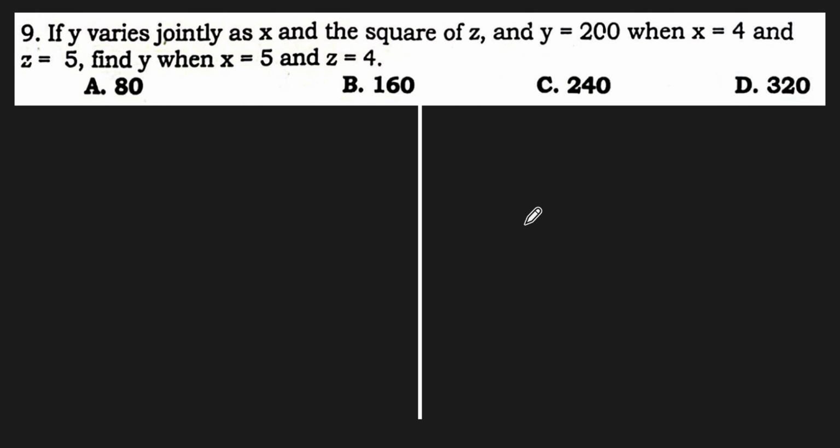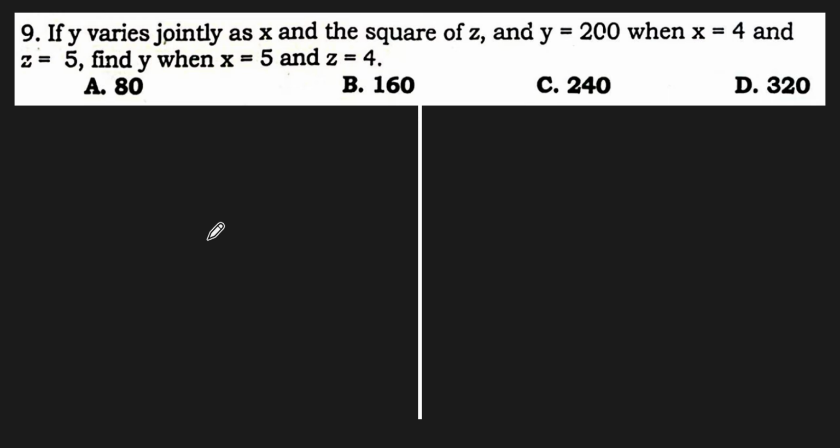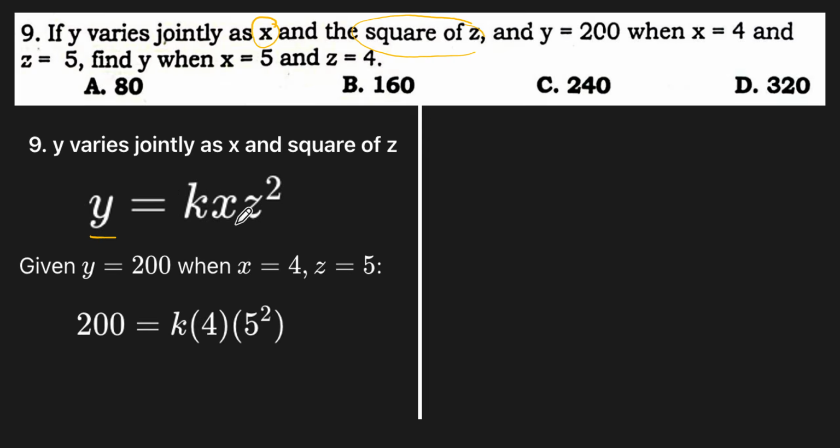Number 9, if y varies jointly as x and the square of z, and y equals 200 when x equals 4 and z equals 5, find y when x equals 5 and z equals 4. So in this case, varies jointly once again, and then this is the representation: y equals k times x, which is here, times the square of z, which is z squared. Again, the first value of y equals 200 when x equals 4, z equals 5.